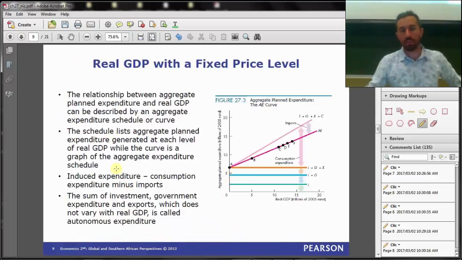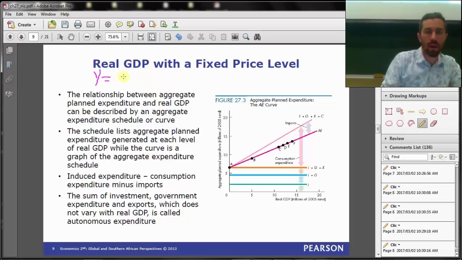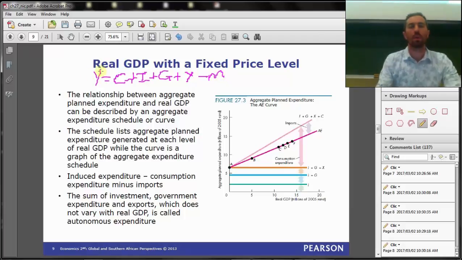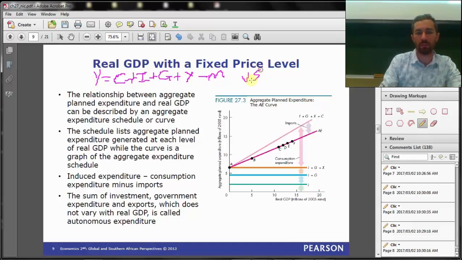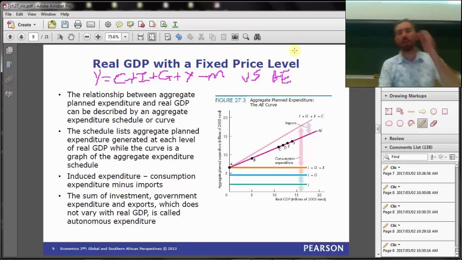We now want to look at the relationship between that consumption function that we looked at earlier and real GDP. We know that real GDP, Y, is equal to C plus I plus G plus X minus M. What we're now going to do is plot Y against aggregate expenditure. And we know that aggregate expenditure has a very similar function, except that the I is slightly different. It's planned.